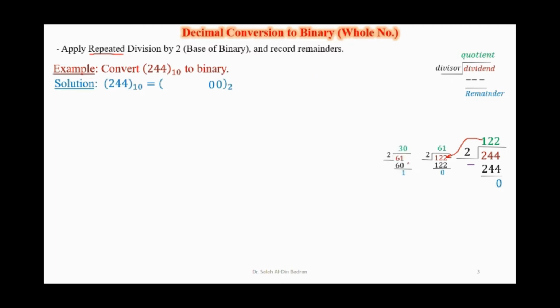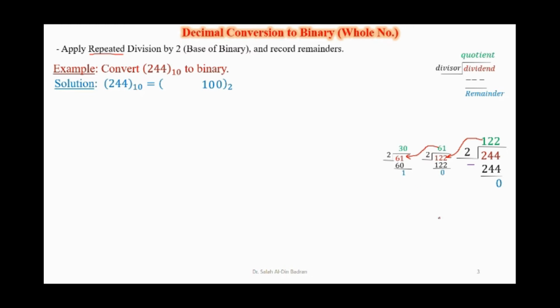Continue. The quotient will be our new dividend here. The quotient is 30, multiplied by 2 is 60. The new remainder is 1. We will add it to our set of binary digits. As you see, you cannot obtain anything but zeros or ones. You cannot obtain 2 or 3, for example, only 0 or 1.